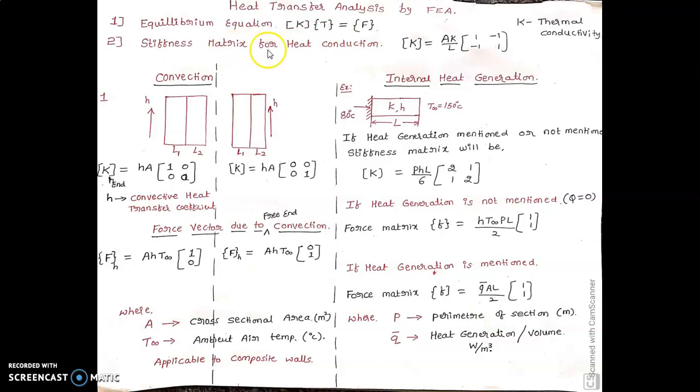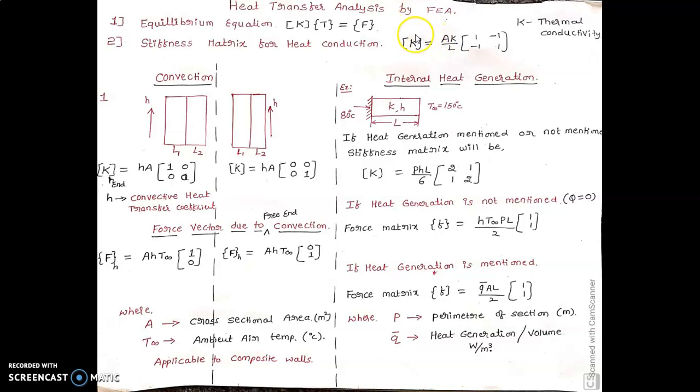And now the stiffness matrix for heat conduction, that is, for a one dimensional element of heat conduction, we have a stiffness matrix as AK divided by L, times the matrix 1 minus 1, minus 1 1. In the previous engineering problems we have seen for the bars it is AE by L, 1 minus 1, minus 1 1, and for truss it is different, for beams it is different, and even for the shaft it is different. Similarly here for the heat transfer application, the stiffness matrix is AK by L, 1 minus 1, minus 1 1.